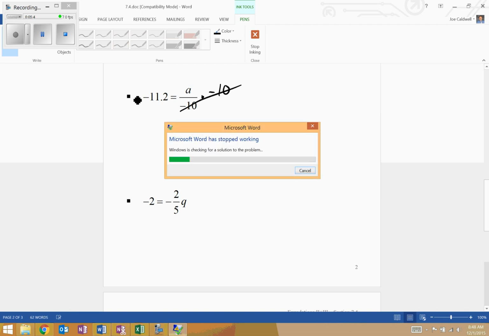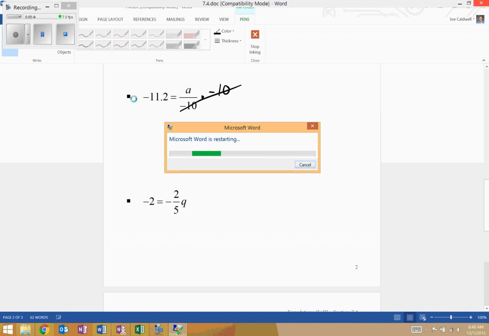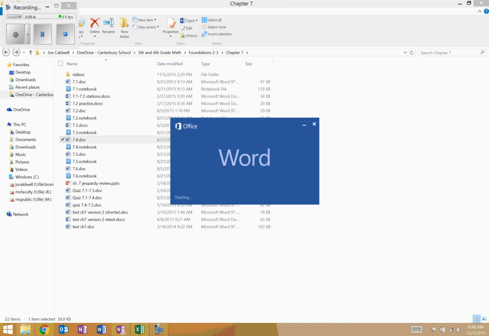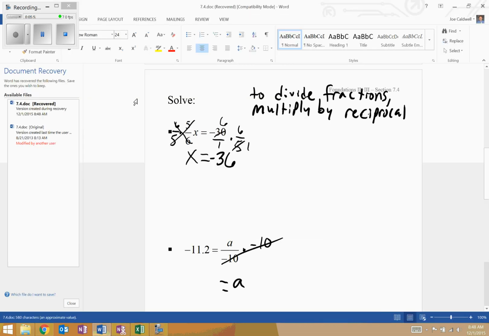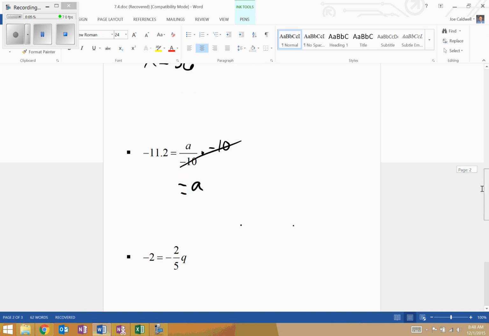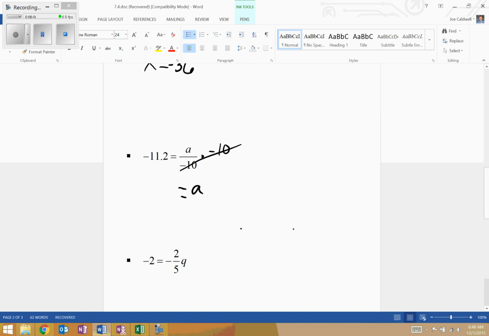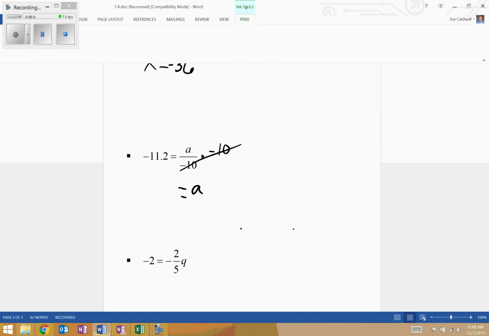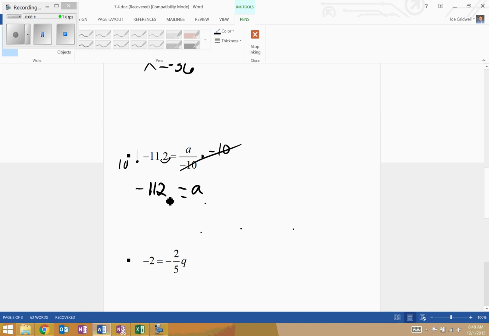So I'm going to multiply the left side by 10, which really just moves the decimal over one time, so I'm going to get negative 112.